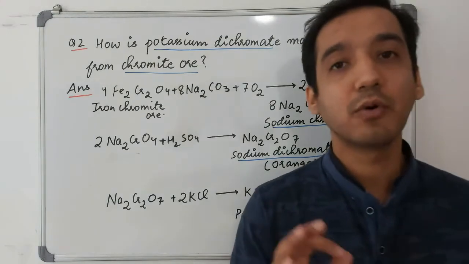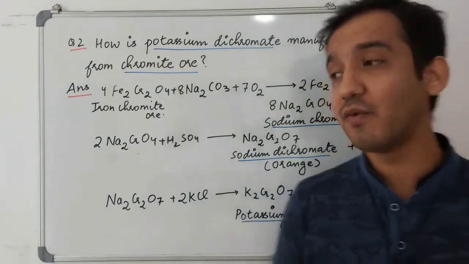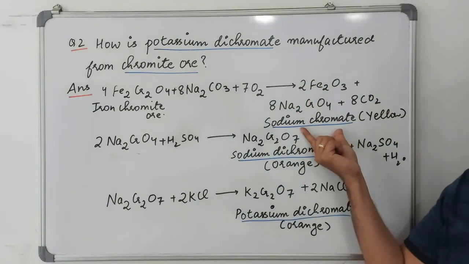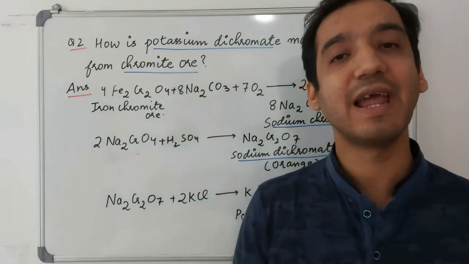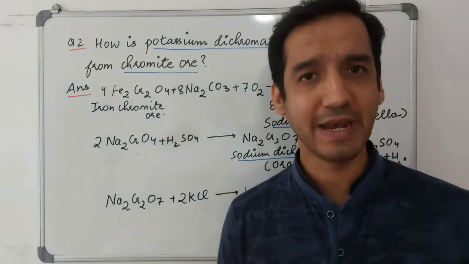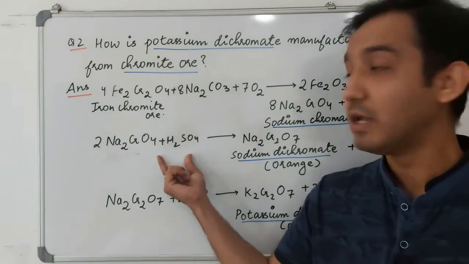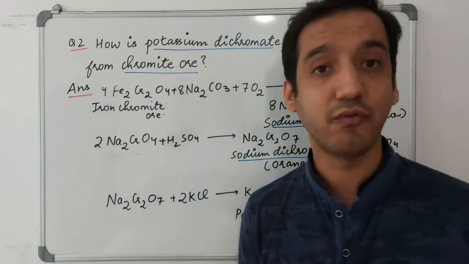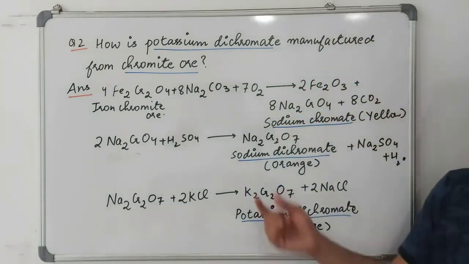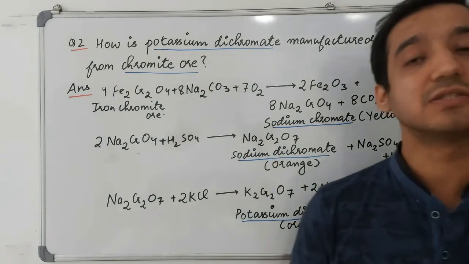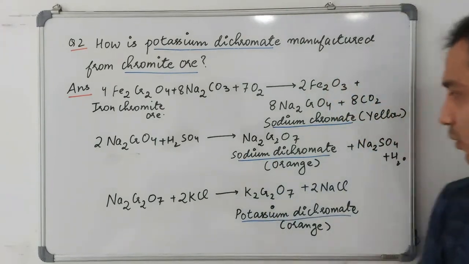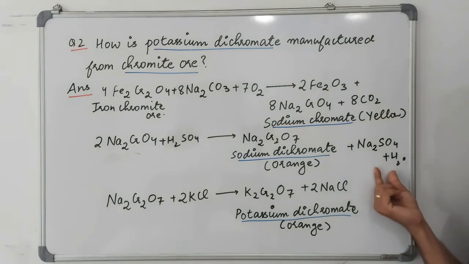Remember, sodium chromate is yellow in color. You will separate the precipitate sodium chromate, then react sodium chromate in presence of acid. You can take any acid, but we have taken H2SO4. So in presence of H2SO4, it results in formation of sodium dichromate, which is orange in color, plus Na2SO4 and water is released.